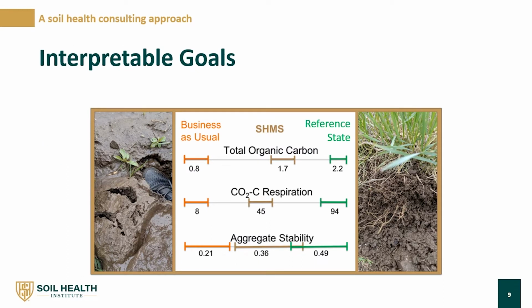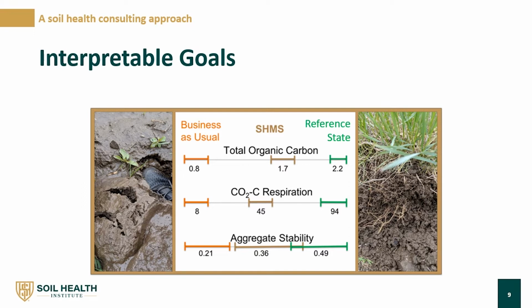So one of the important aspects of helping your clients answer the questions around how healthy is my soil and how healthy can it get is really having some numbers and interpretable goals around what soil health should be for any given soil. So what we're showing here is a graphic representing three different soil health measurements: total organic carbon, CO2 carbon respiration, which sort of measures the microbial activity of the soil, and then aggregate stability, which tells us how structured or cohesive the soil is. And ideally, we want all of these values to be high for a healthy soil.